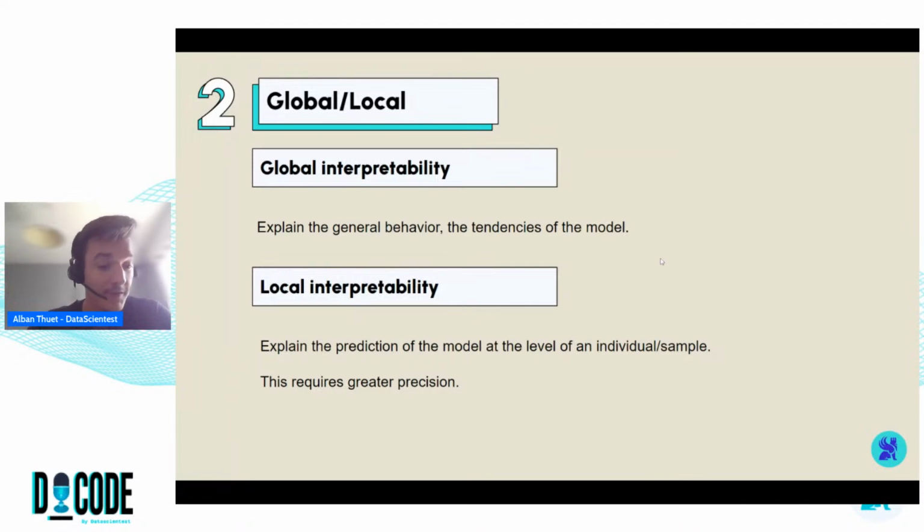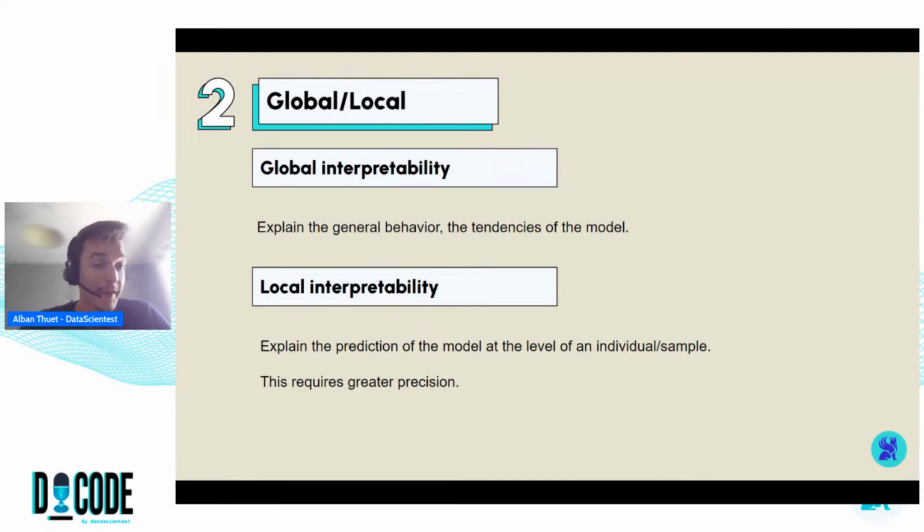So of course, this requires a greater precision because you need to do it for every single individual or every single sample, so it has a smaller effect on the model. But this is in a lot of cases what you want to have. So for example, let's have another example, another use case.